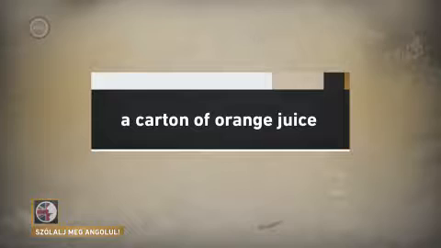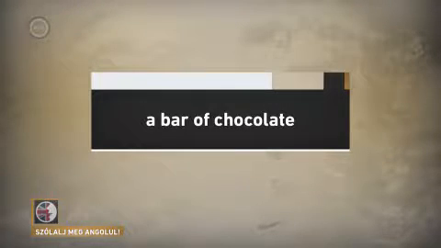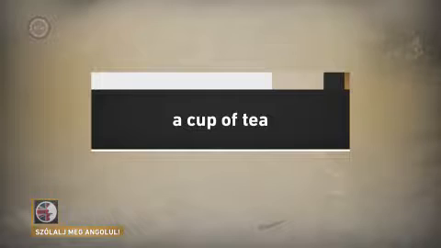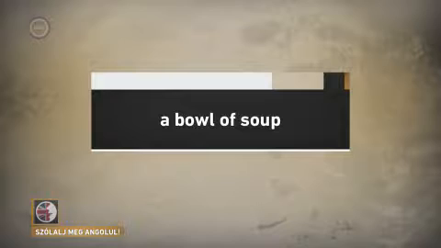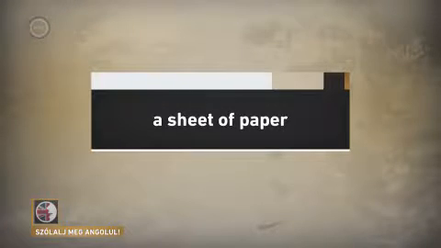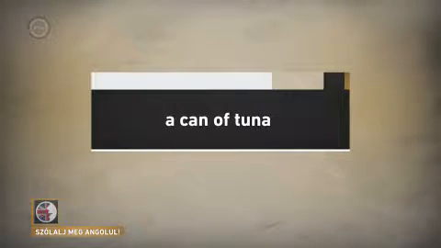Right, let's practice making uncountable nouns countable. Use the words in the box to make the uncountable nouns countable. We use a, of. Here's a couple of examples. A carton of orange juice, a glass of milk, a bar of chocolate, a cup of tea, a loaf of bread, a bowl of soup, a sheet of paper, a slice of salami, a jar of honey, a can of tuna.